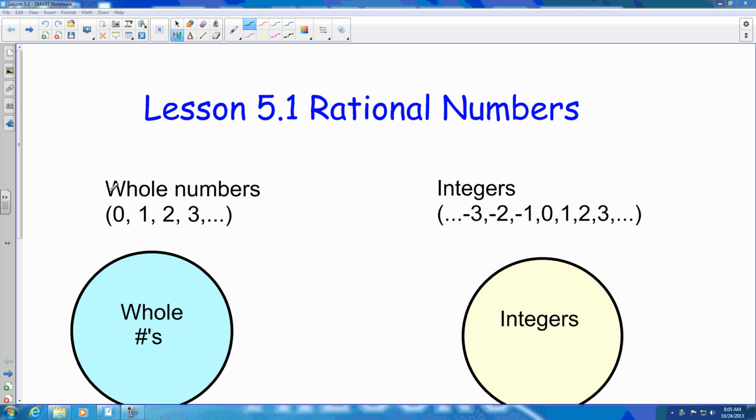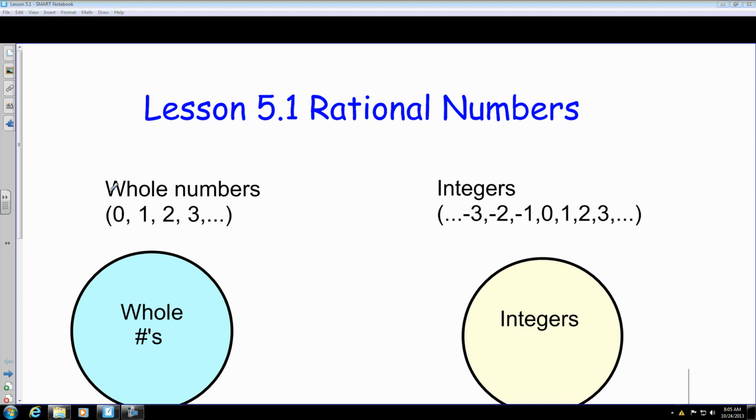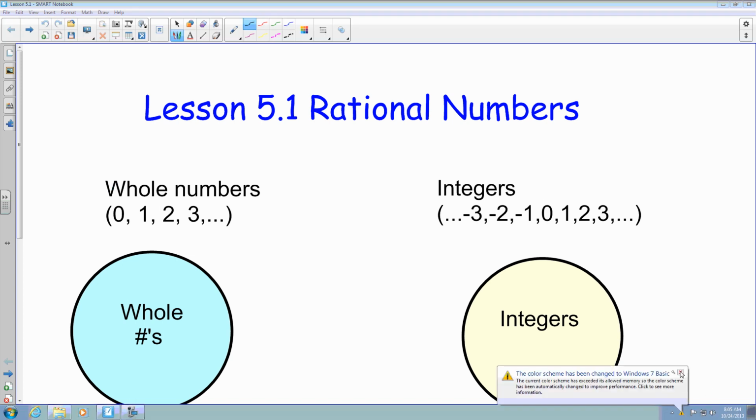We are in a new chapter, chapter 5. And chapter 5 goes into rational numbers and solving rational equations. Today, in this section 5.1, we're going to be talking about rational numbers.